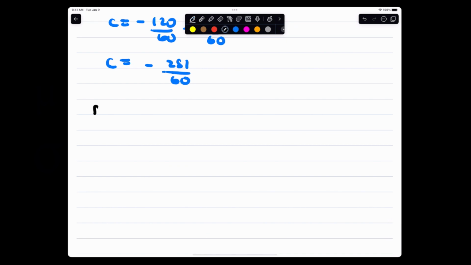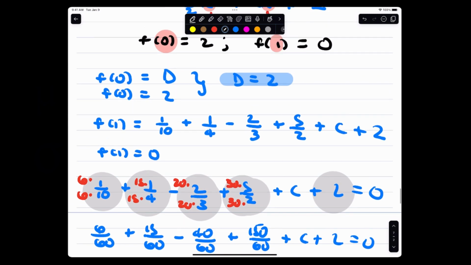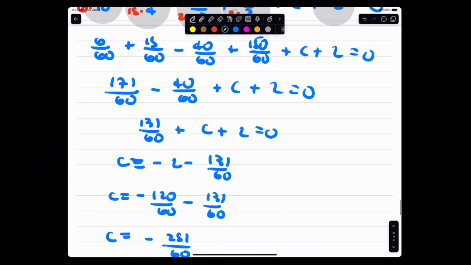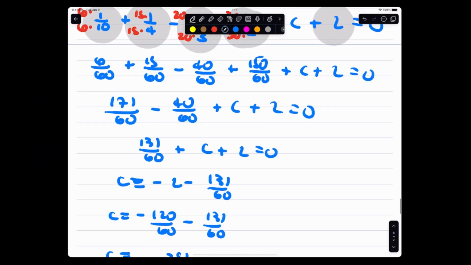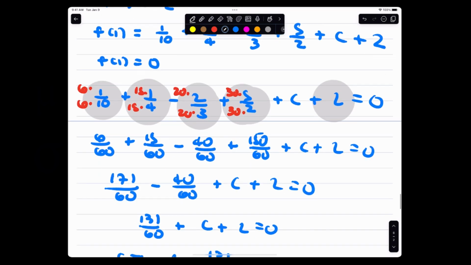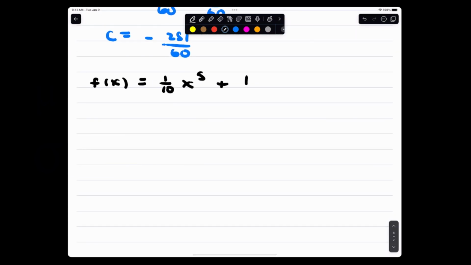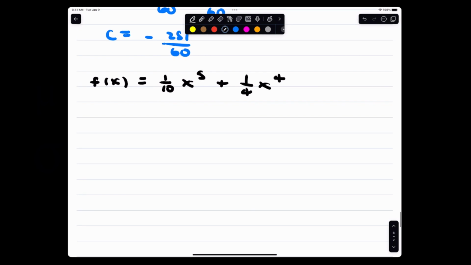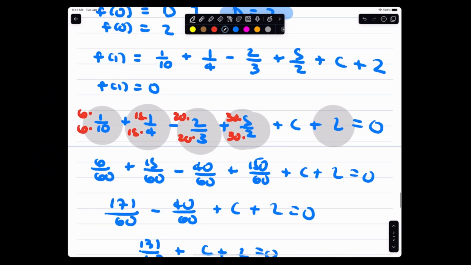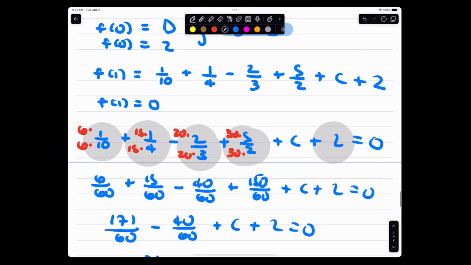So we say, okay, f of x. Okay. One-tenth x to the fifth power. Plus 1/4 x to the fourth power. Minus 2/3 x cubed. Plus 5/2 x squared.